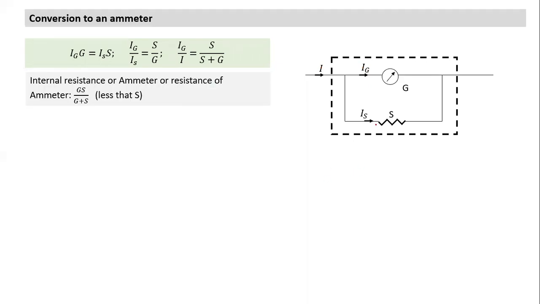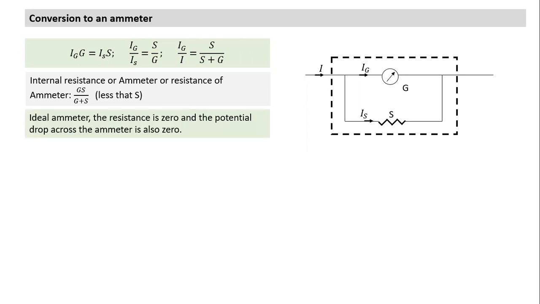So when we talk about the resistance of the meter, sometimes you use the word internal resistance of the ammeter. It is a sum of these two. They are two connected in parallel. So the equivalent resistance of the ammeter is given by the parallel formula, G into S divided by G plus S. Of course, it will be less than the resistance of the shunt. That's the equivalent resistance the ammeter will offer. And as S is very small, the resistance of the ammeter also becomes very small.